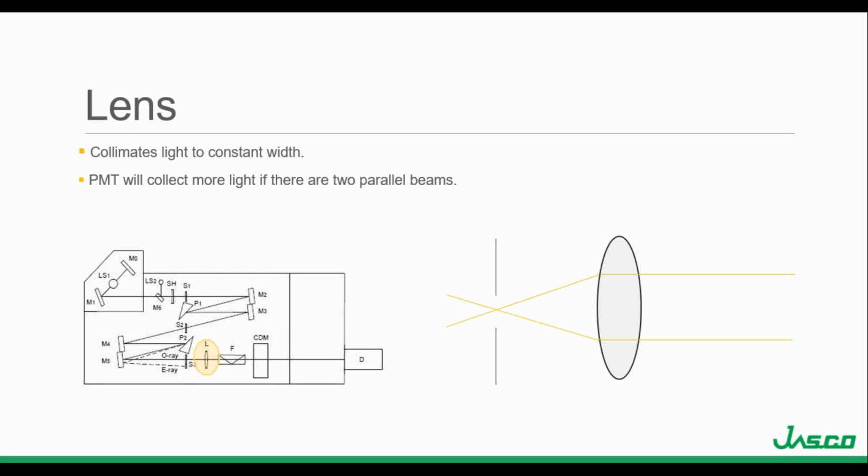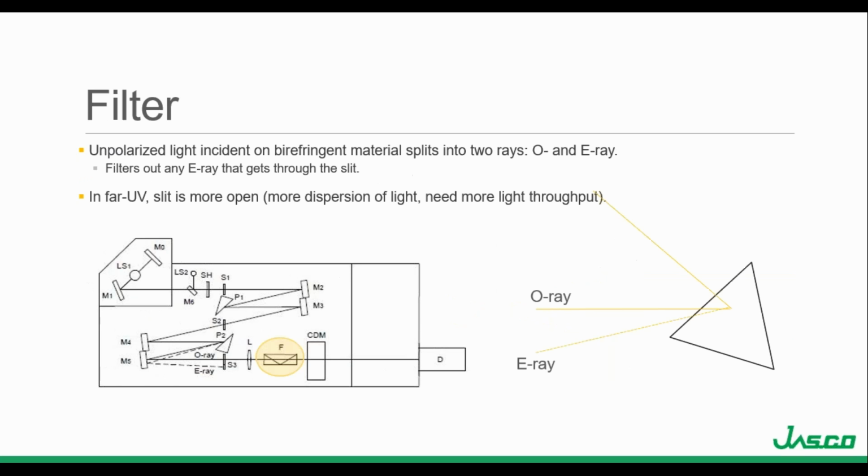So now we get to the lens, and again, we're trying to achieve the most amount of light throughput through this system. So our lens is used to collimate the light to a constant width, because the PMT is going to collect more light if there are 2 parallel beams.